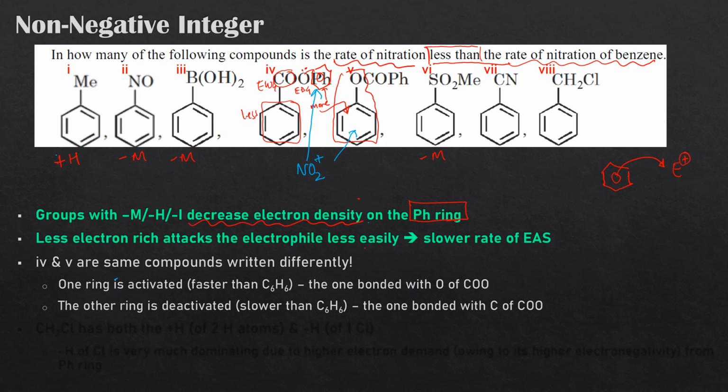Cyanide, C triple bond N, nitrogen is more electronegative. Nitrogen pulls electron from carbon, carbon pulls from the benzene ring, that's minus M. So 4 examples as of now we have seen which are going to be electron poorer than benzene ring.